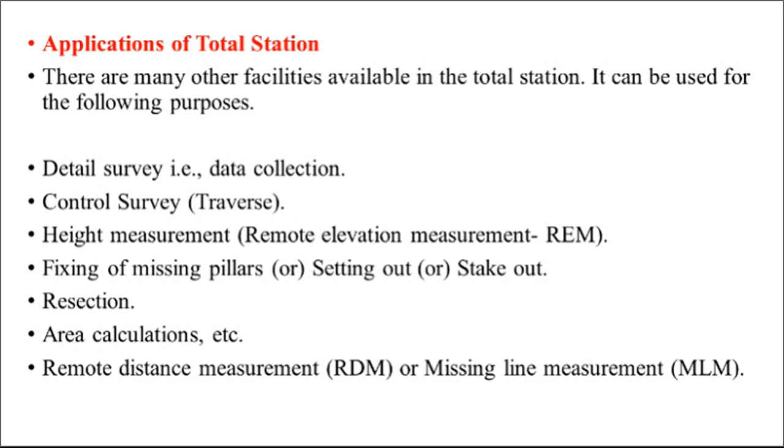Then resection, meaning finding out the instrument station. If the instrument station is missing, it is called resection. Then area calculations or area measurements can be done accurately with the help of total station. And the last one, remote distance measurement, RDM, or missing line measurement. If any line is missing from a traverse, the missing distance of that line can be calculated by using the total station. So nowadays we mostly use total stations everywhere for survey purposes.